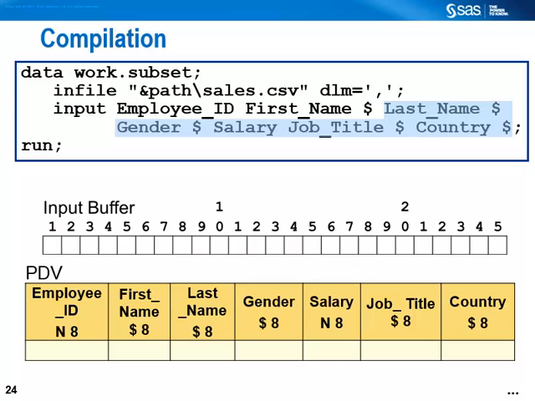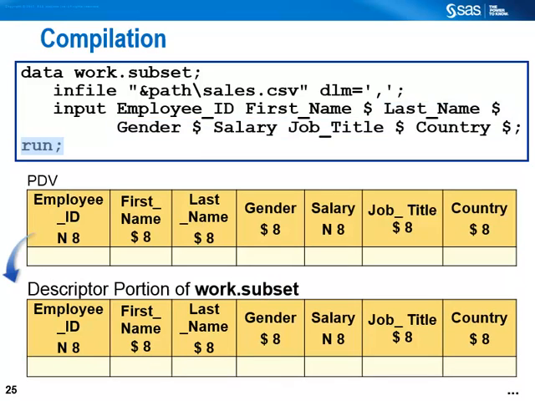Any variables that are created with an assignment statement in the data step are also added to the program data vector. At the bottom of the data step, when the run statement is encountered, the compilation phase is complete and the descriptive portion of the new SAS dataset is created. The descriptive portion of the dataset includes the name of the dataset, the number of observations and variables, and the names and attributes of the variables.